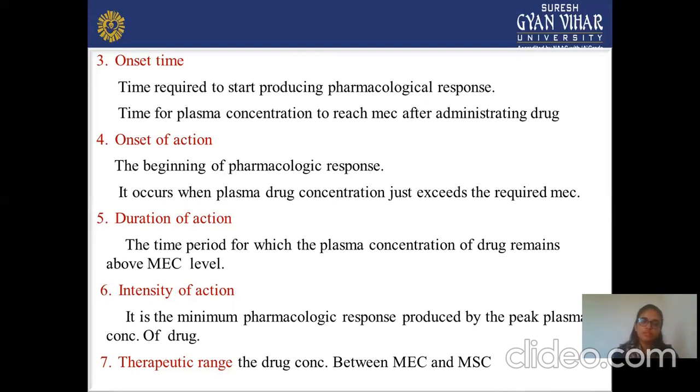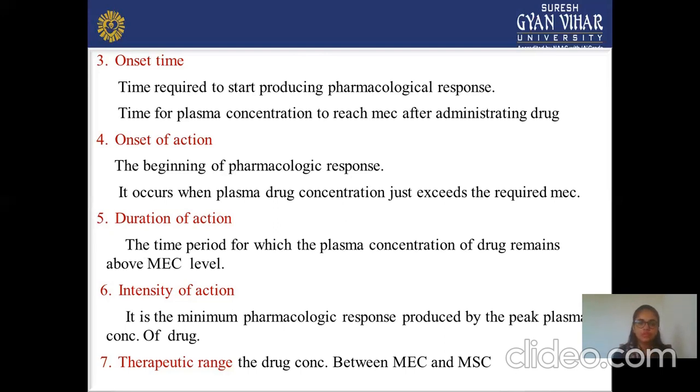Next is onset of action. In the onset of action, the beginning of the pharmacological response, we check that it occurs when the plasma drug concentration just exceeds the minimum effective concentration. This means onset of action is majorly seen after MEC, or minimum effective concentration. You can say that onset of action is the beginning and starting of a pharmacological response. And next is the duration of action.